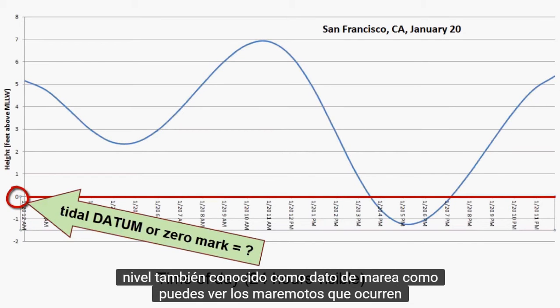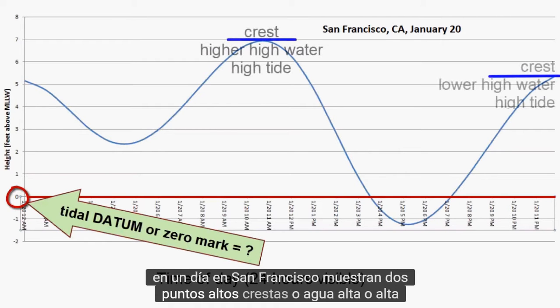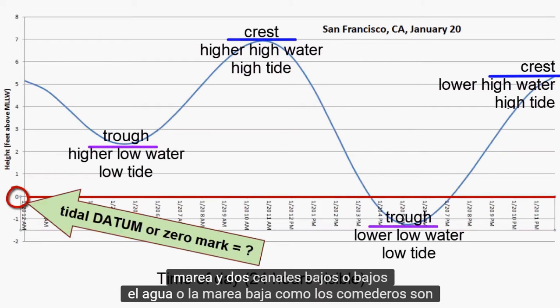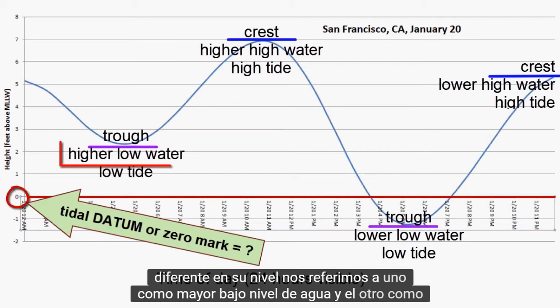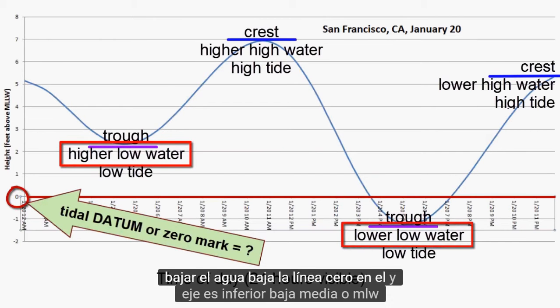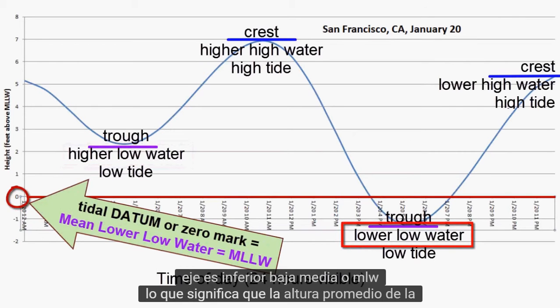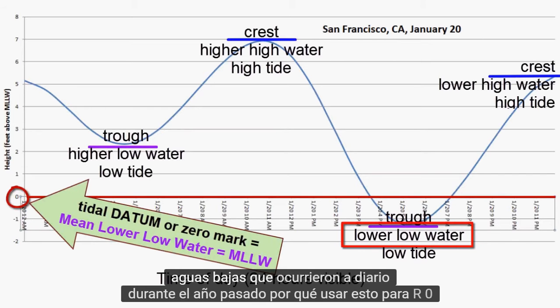As you can see, the tidal waves that occur in 1 day in San Francisco show 2 high points, crests, or high water or high tide, and 2 low points, troughs or low water or low tide. As the troughs are different in their level, we refer to one as higher low water and the other as lower low water. The zero line on the y-axis is mean lower low water, or MLLW, which means the average height of the lower low waters that happened daily over the past year.